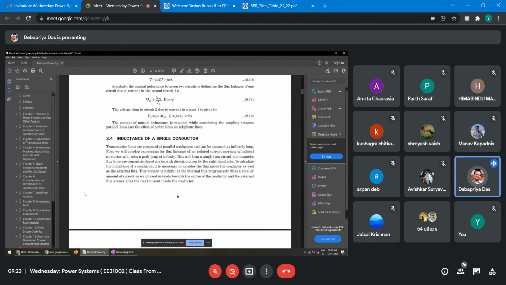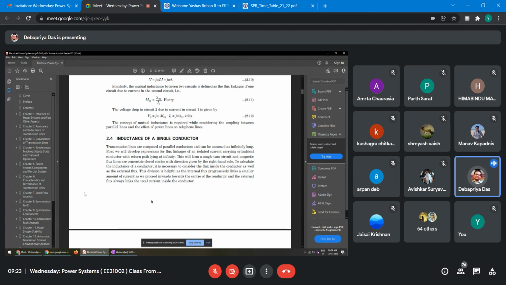Right. First, we will develop an expression for flux linkages of an isolated current carrying cylindrical conductor with return path lying at infinity. This will form a single turn circuit, right? We will assume it is a single turn, which is an assumption. And magnetic flux lines are concentric enclosed circles with direction given by the right hand rule. I told you the right hand rule: you wrap the fingers around the conductor, your thumb is the direction of the current, and the other fingers show the direction of the flux lines, right?